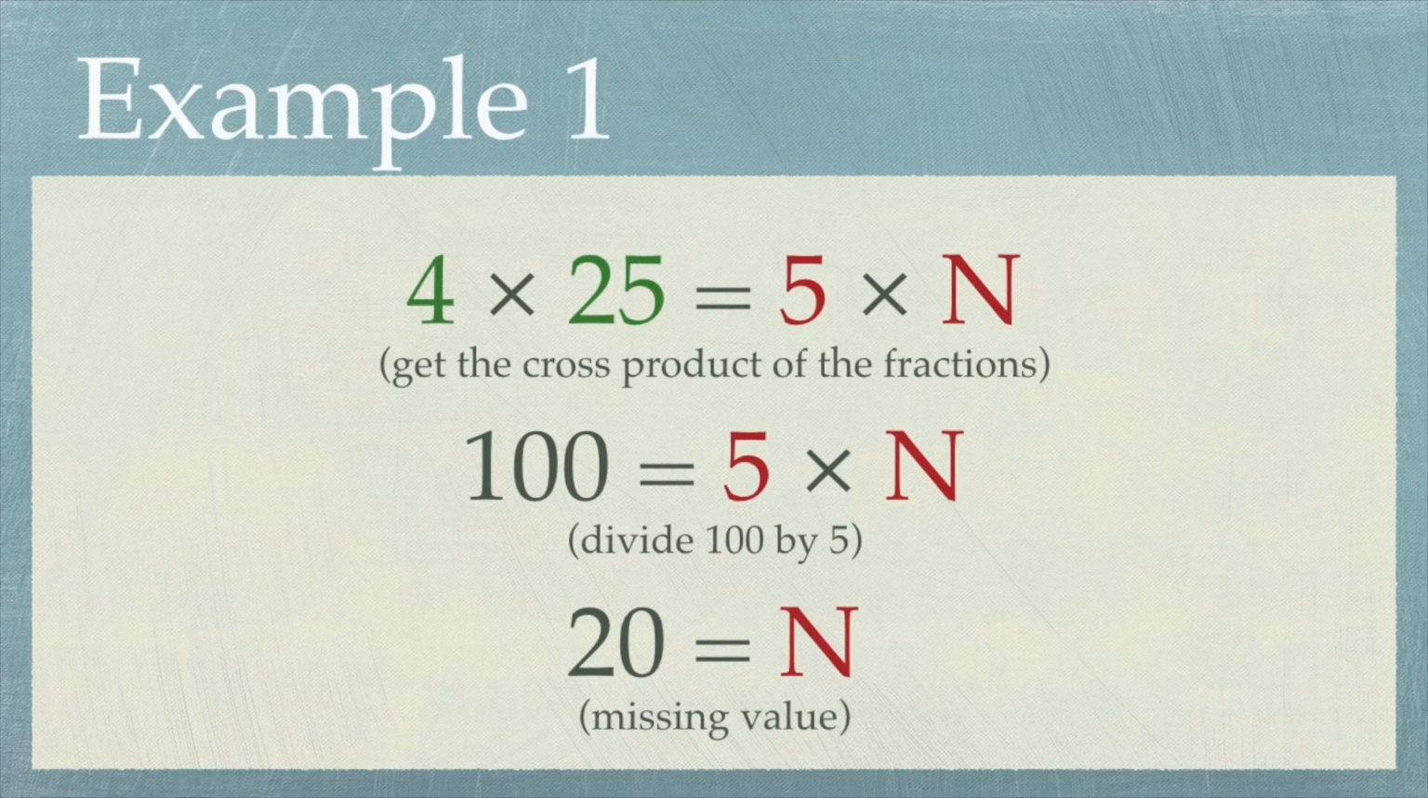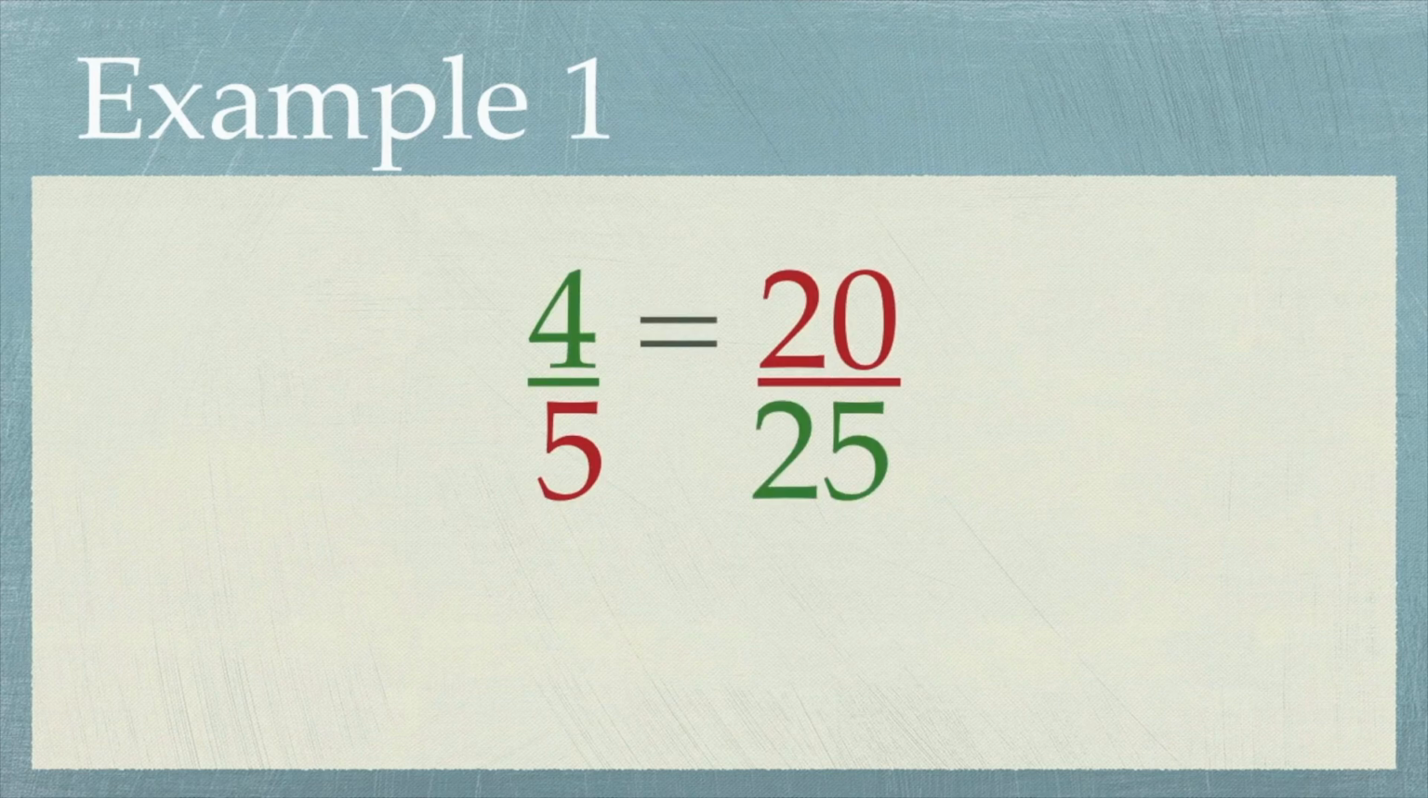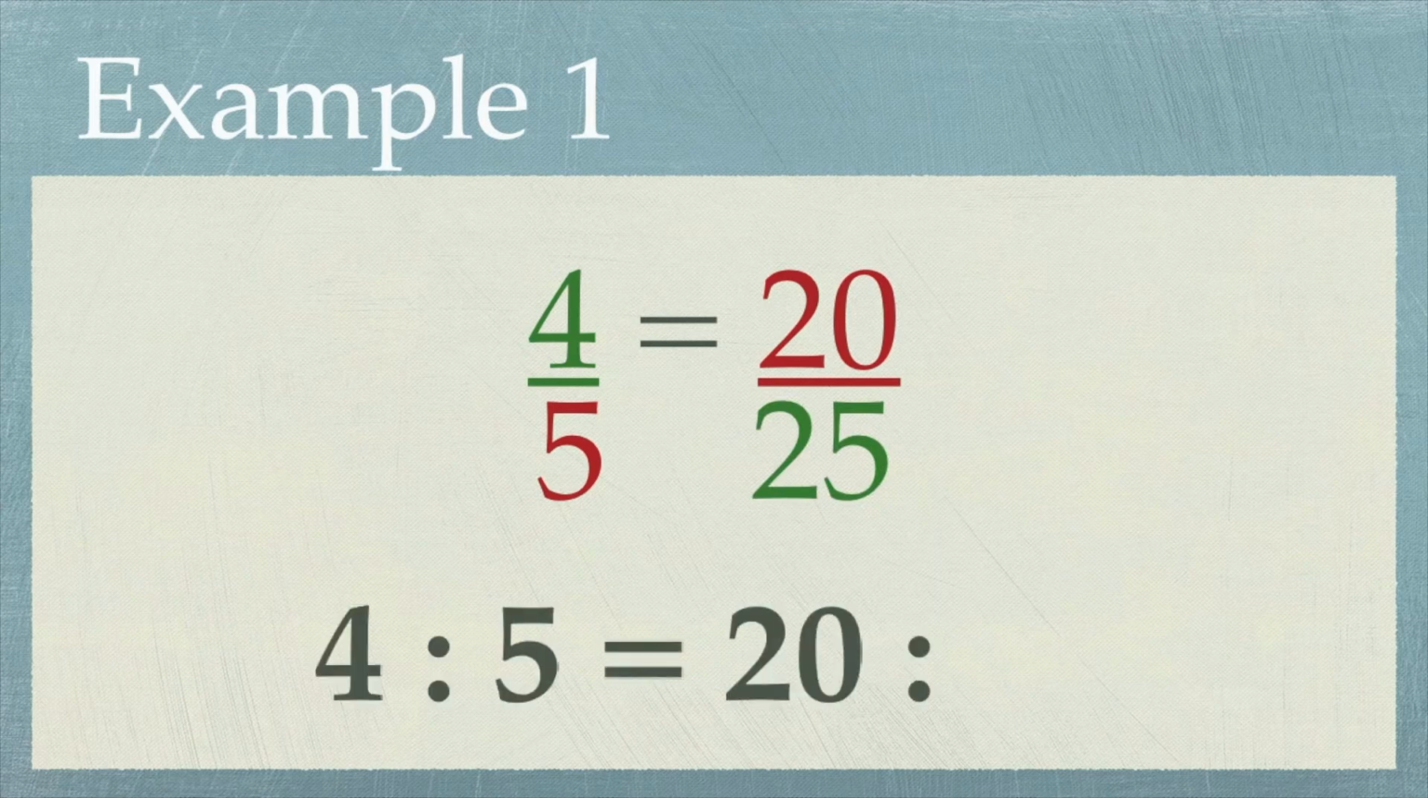And we will now write it correctly. So 4/5 equals 20 over 25. We replaced n by 20. And when we write this in ratio, it will be 4 to 5 equals 20 to 25. That means 4 to 5 is the same as 20 to 25.